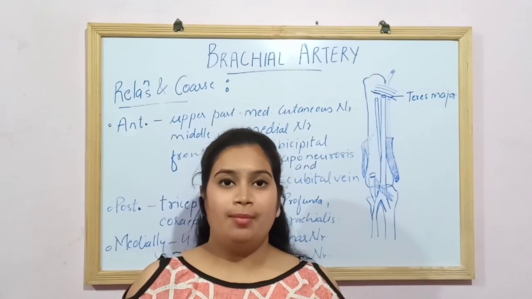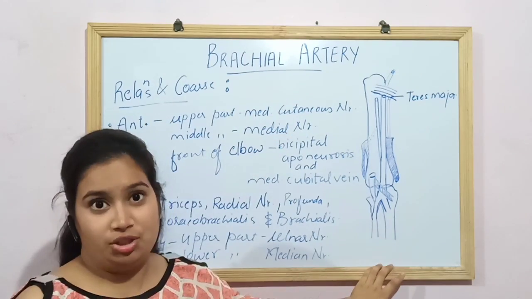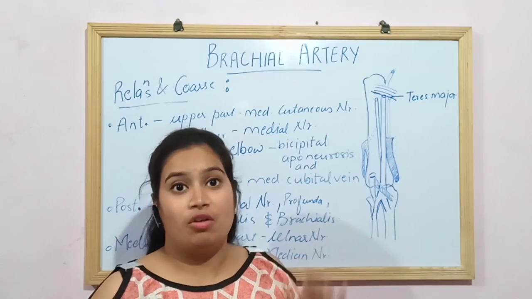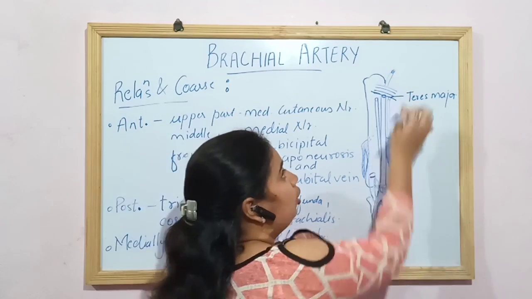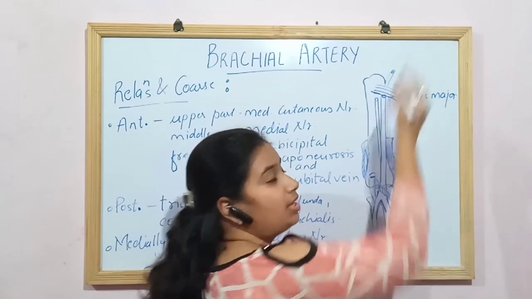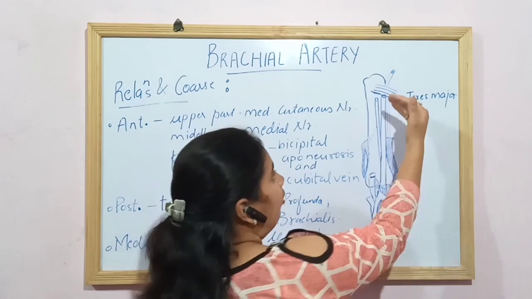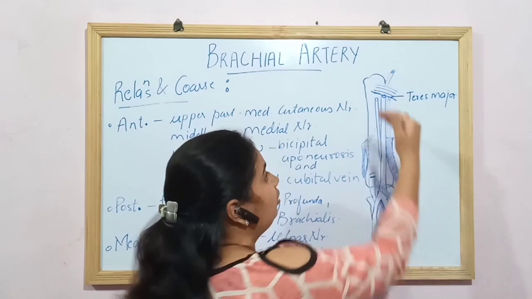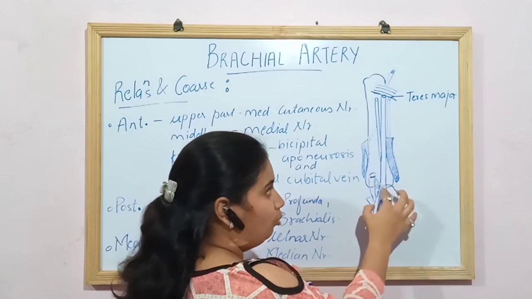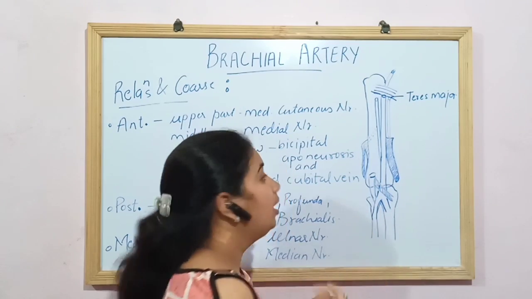Okay, so now we are moving on towards the courses and relations of the brachial artery. So brachial artery, as I told you, is the continuation of the axillary artery. This is the lower border of the teres major muscle. Above this, it is an axillary artery, as I already told you in my previous video. So from below the lower border of the teres major muscle, it continues as a brachial artery up to the elbow joint, and then bifurcates into two, radial artery and the ulnar artery.